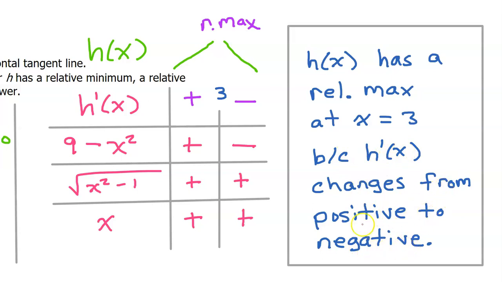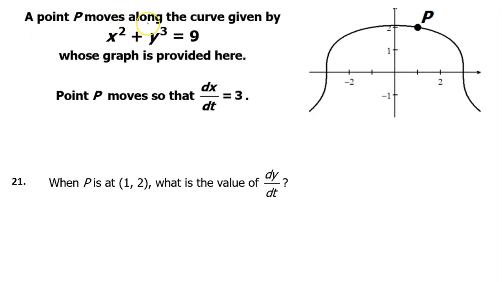A point P moves along the curve given by x squared plus y cubed equals 9, whose graph is provided here. Point P moves so that dx dt is equal to 3. Problem number 21. When P is at the point 1, 2, what is the value of dy dt?